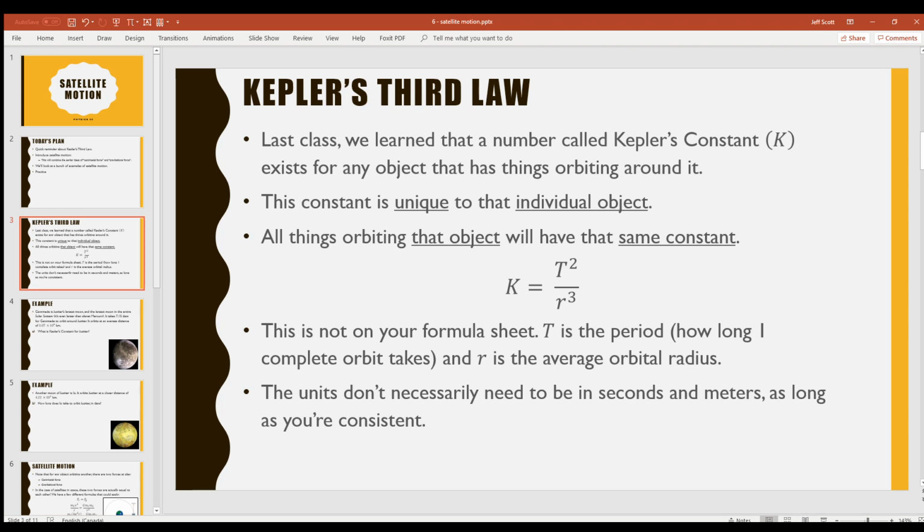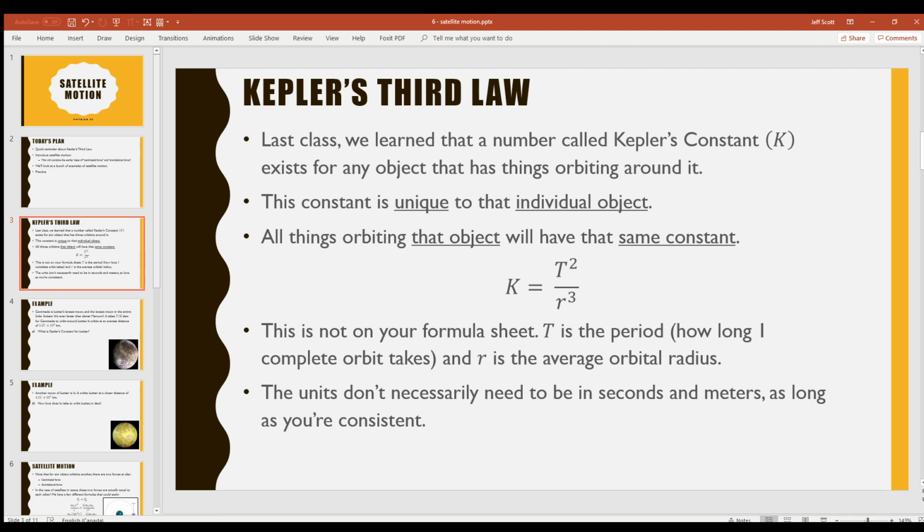We're going to talk again about Kepler's third law, which we covered last class. Last class we learned that a number called Kepler's constant, which is K, exists for any object that has things orbiting around it. This constant is unique to that individual object. So all things orbiting that object will have the same constant. It doesn't matter if you're talking about Earth going around the sun, or Mars going around the sun, or Jupiter going around the sun.